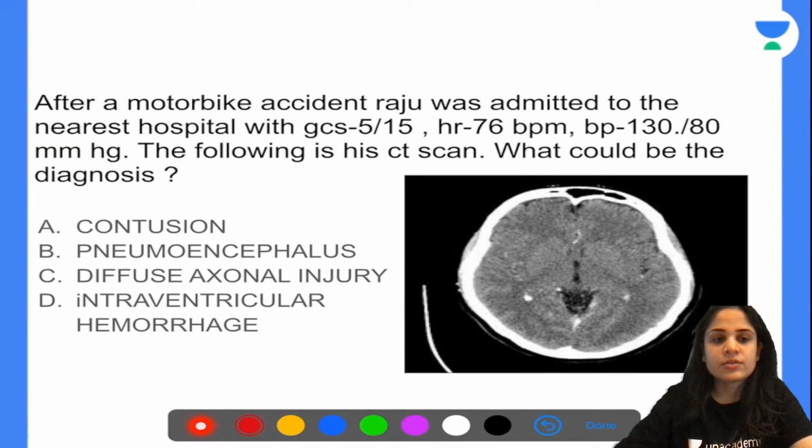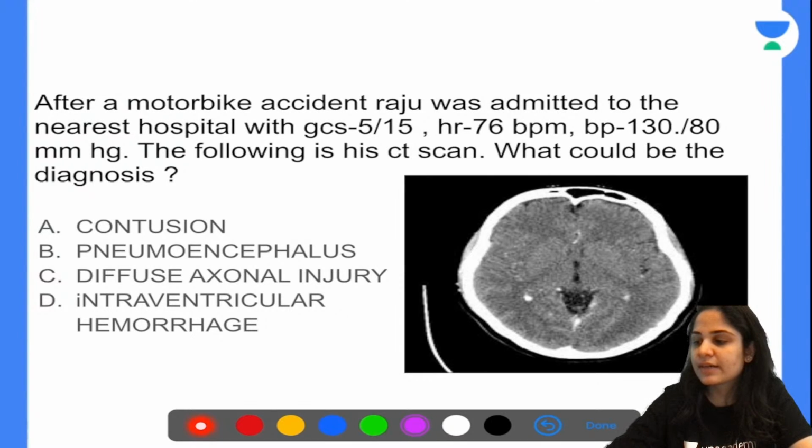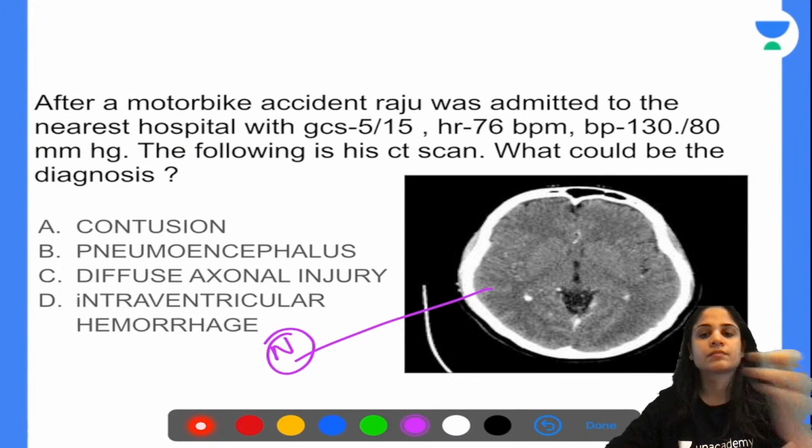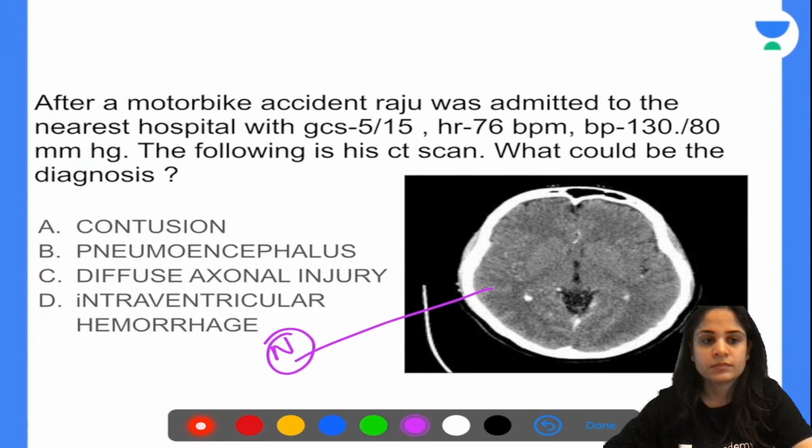So can you guys diagnose the CT scan for me? What exactly is wrong in this? Okay, so this is a normal CT scan. There's nothing wrong over here. A lot of you get confused and you all say that there is intraventricular hemorrhage, but you cannot see any blood in the ventricles over here. So what is this part? Is this not pneumoencephalus? No. This is air in the paranasal sinuses. It is not pneumoencephalus.